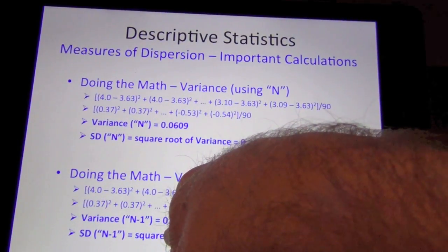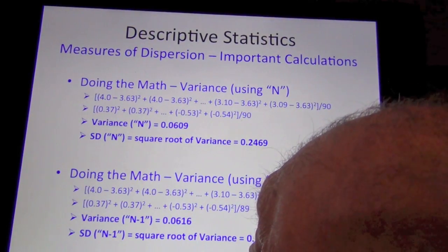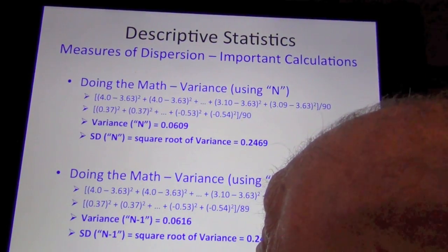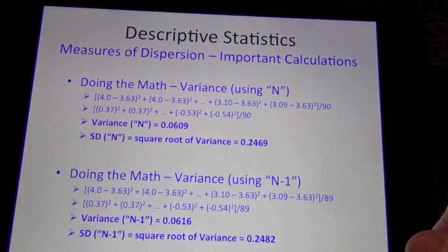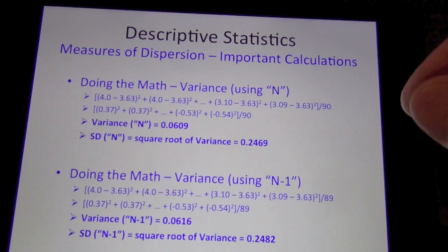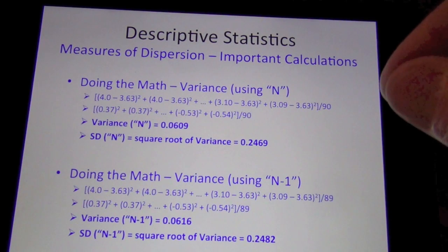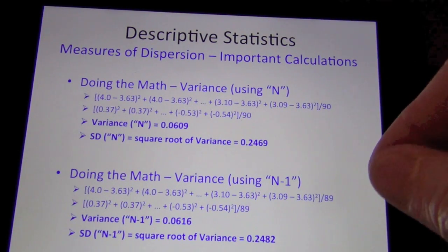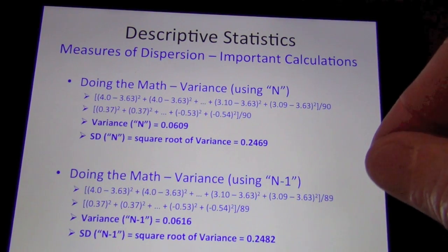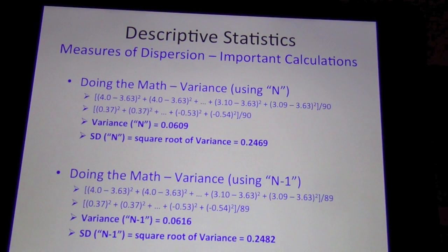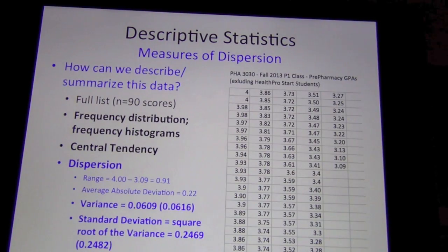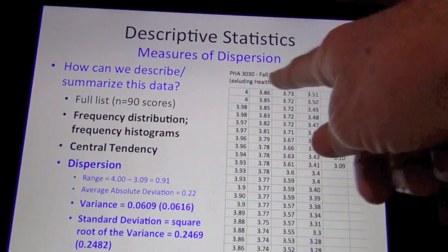The standard deviation is still the square root of the variance. The square root of this 0.0616 is 0.2482, which is slightly larger than that value. This is not a huge difference, but this is the difference between using a sample-based calculation of dispersion versus a population-based calculation, excuse me.